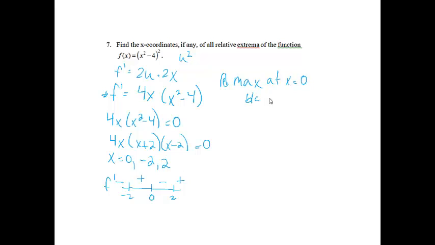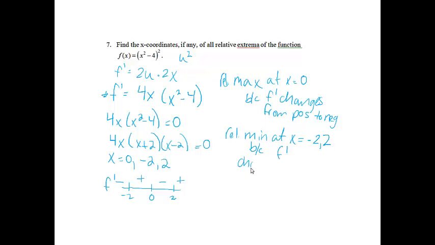And that is because f prime changes from positive to negative. Our function is going up and then it goes back down. And then there are relative mins actually at 2 points. It's going to be at the point x equals negative 2 and at the point x equals 2. And that is because f prime changes from negative to positive. And the function basically was going down and then it's going back up.